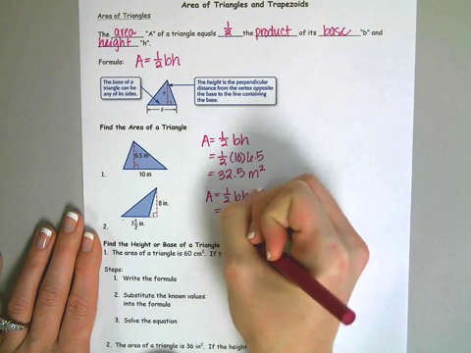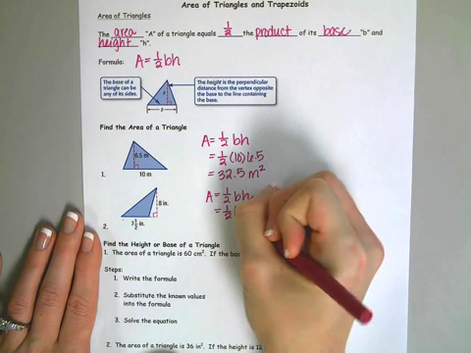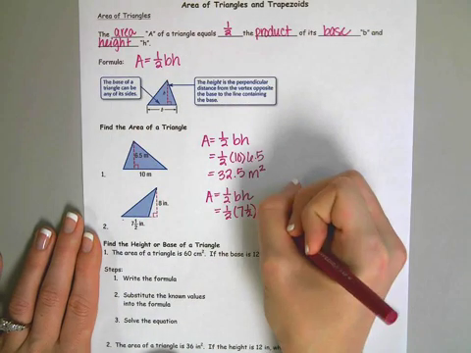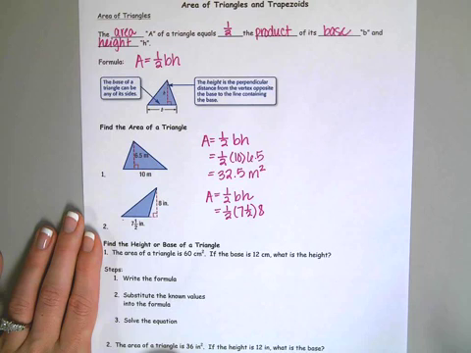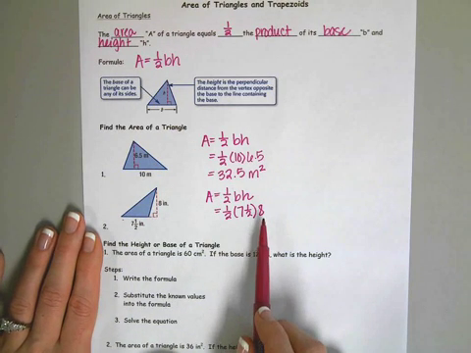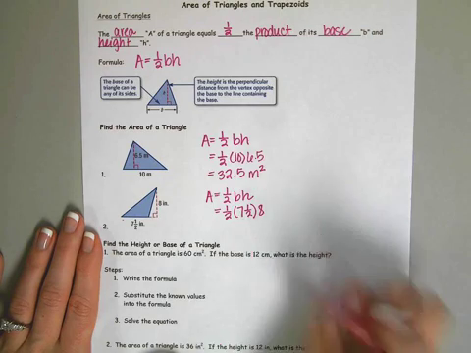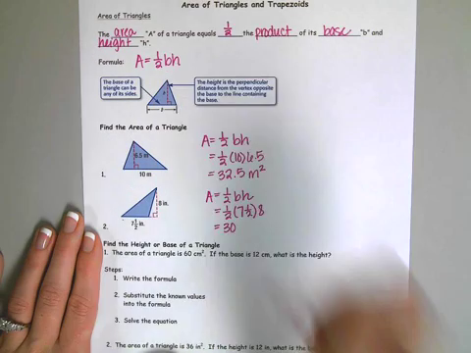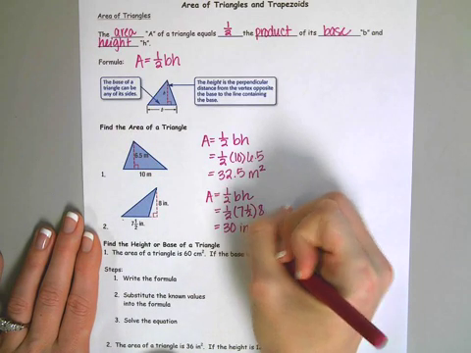So I'm going to take 1/2 of the base, which is 7.5, times the height, which is 8. And again, it doesn't matter what order you multiply in. I would probably do half of 8, which is 4, and then 4 times 7.5, which is going to give you 30. So your area is 30 inches squared.